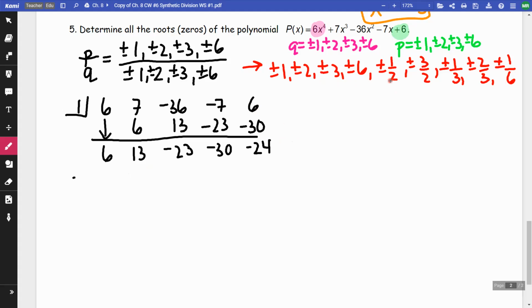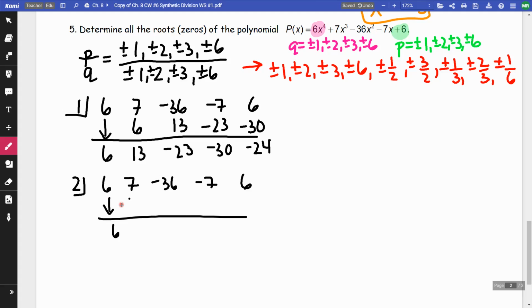Let's say I do the 2. Let's say I just keep it with the nice numbers right now. So 6, 7, -36, -7, and 6. Bring this down, 6. 6 times 2 is 12. I get a 19. 19 times 2 is a 38. This is looking promising, a little more promising. I'll bring that down to 2. 2 times 2 is a 4. That gets me a -3. -3 times 2 is -6.